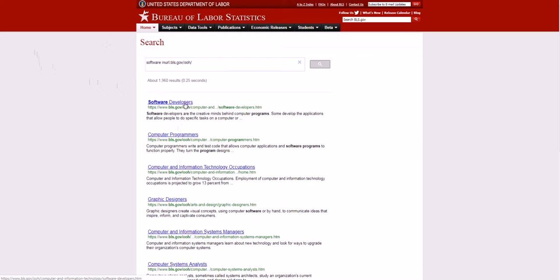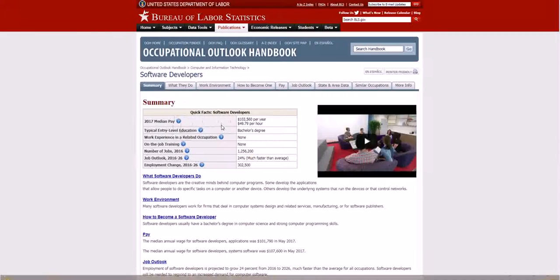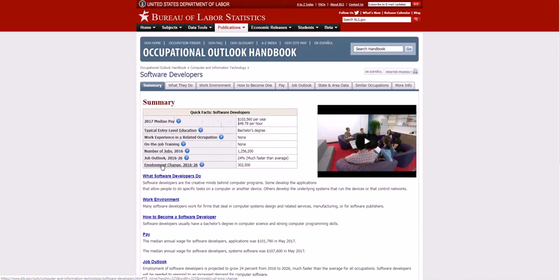So I'm going to click on software developers, and then what it basically will do is give you a quick summary of median pay, typical entry-level education, work experience, required on-the-job training, the number of jobs, the outlook, and employment change. So one thing to keep in mind is when you're looking at the median pay here, that it's median. So if you remember from math class, median is the physical middle. So certainly you probably would not want to start out thinking you're going to be making that much, but it's certainly within the realm of your career path, it could eventually be making that much, but keep in mind you probably won't be making the median starting out.